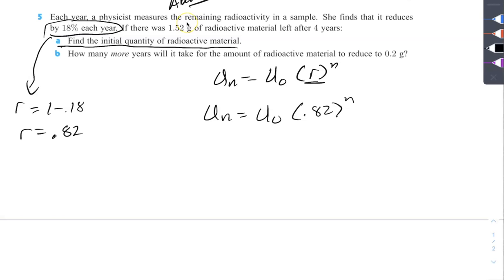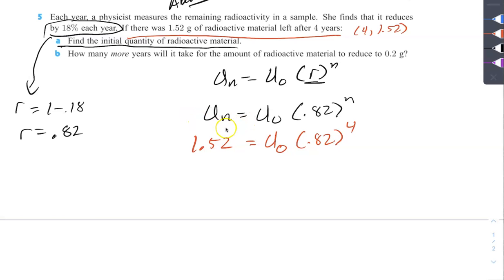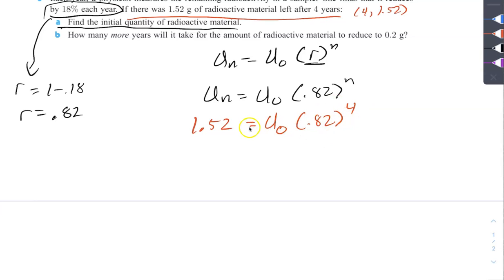Well, I do have 1 point that I know. After 4 years, I get 1.52. So when I plug 4 in for n, I'm going to get 1.52 grams. So let's plug that in. Now, unlike the last time where I substituted into the calculator y1, y2, which still works, I don't need to do that in this case. This is just a number. I can just divide both sides by this number here, and I'll still get my answer. My variable is not a power, so I just divide it.